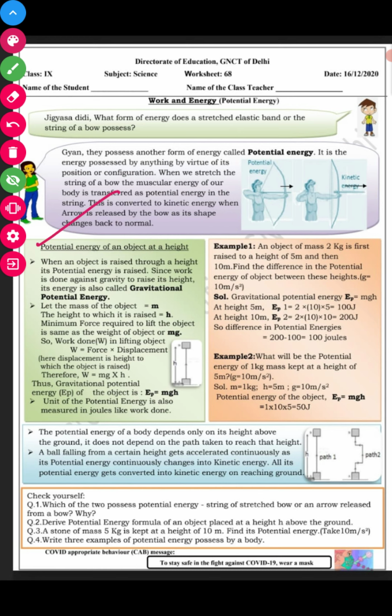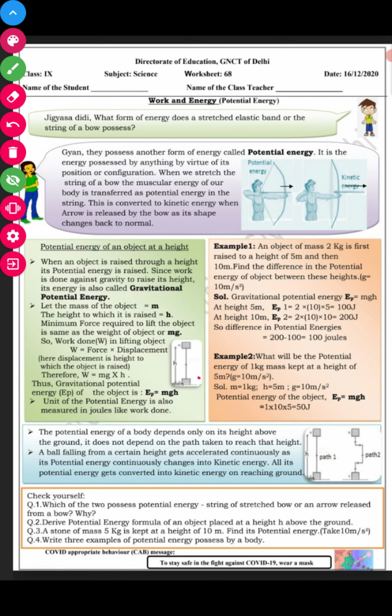So now the mathematical derivation of this potential energy. Whenever we have an object raised to a height h, it possesses potential energy, and since work is done against gravity to raise it to that height, its energy is called gravitational potential energy. Let's take the mass of an object m and height h. A minimum force is required to lift the object.